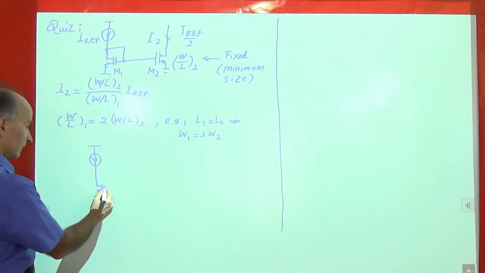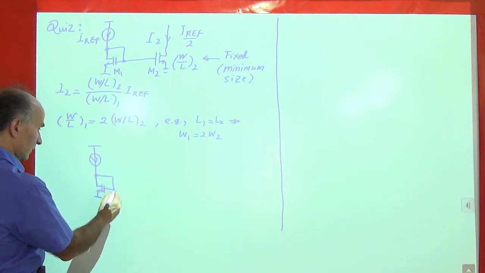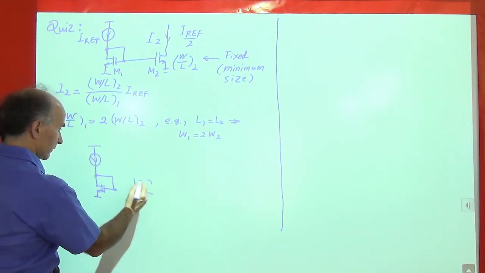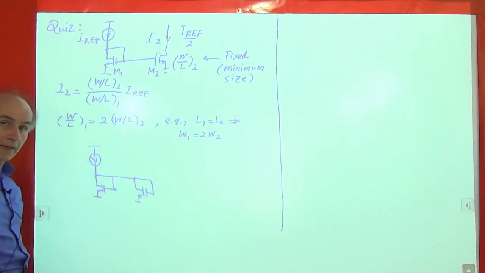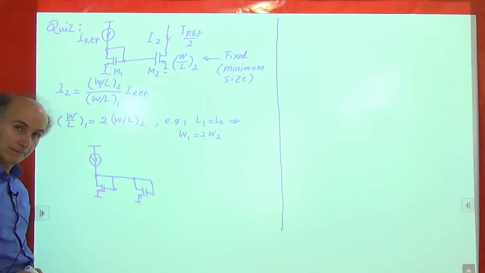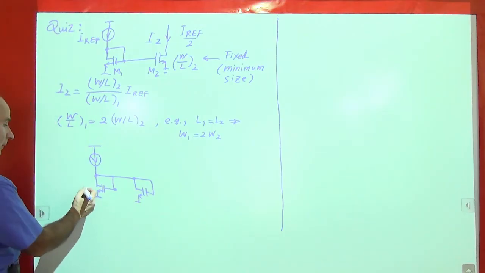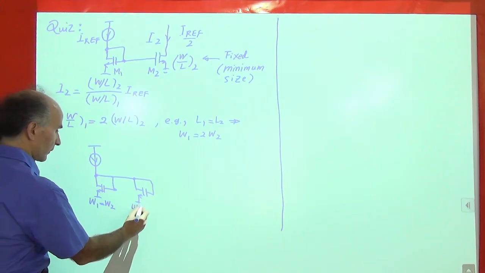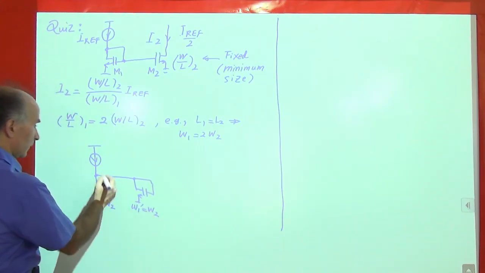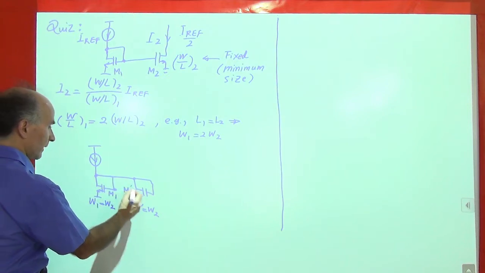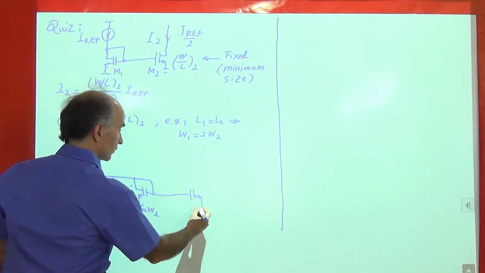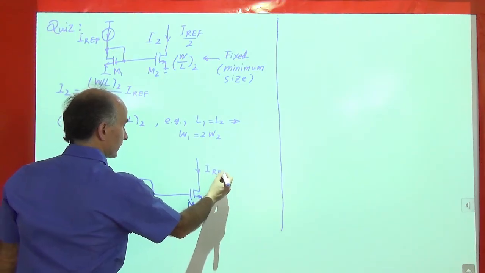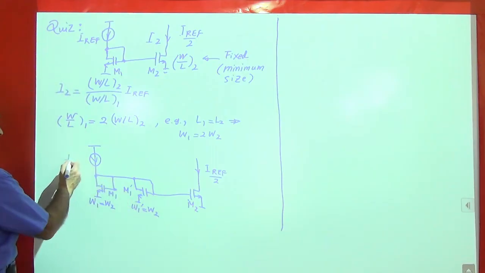Here's one transistor. And here's another transistor. We place 2 diode connected devices in parallel, each one having a certain W. So we'll call this W1 equals W2, W1 prime equals W2. We'll call this M1, we'll call this M1 prime, and then this goes to M2. And I claim that this current is also Iref over 2 if this is Iref.